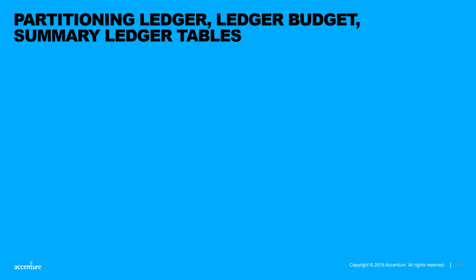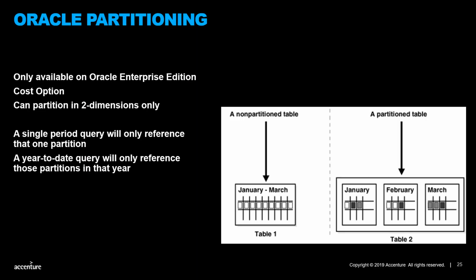And then finally, you end up searching the ledger table by varying combinations of different attribute columns. Let's look at what we can do about this problem, and let's start with some easy stuff first. Partitioning. Partitioning has been available in Oracle since 8.0. It's only available on Enterprise Edition. It's a cost option, and you can partition in up to 2 dimensions only.